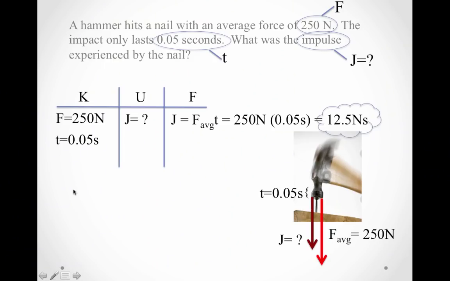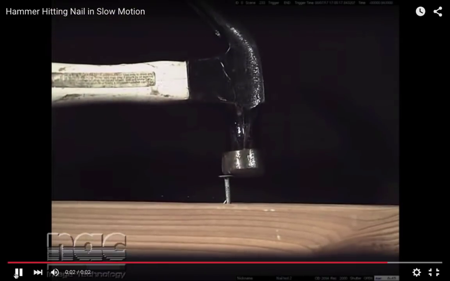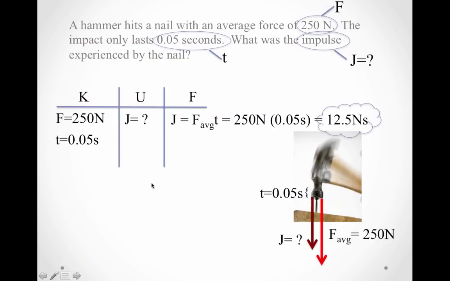So let's see how this is applied to a hammer hitting a nail. Back to our seven-step problem here. A hammer hits a nail with an average force of 250 newtons, so we label that F. The impact only lasts 0.05 seconds, and that's our time. What was the impulse experienced by the nail? And also by the hammer, really.